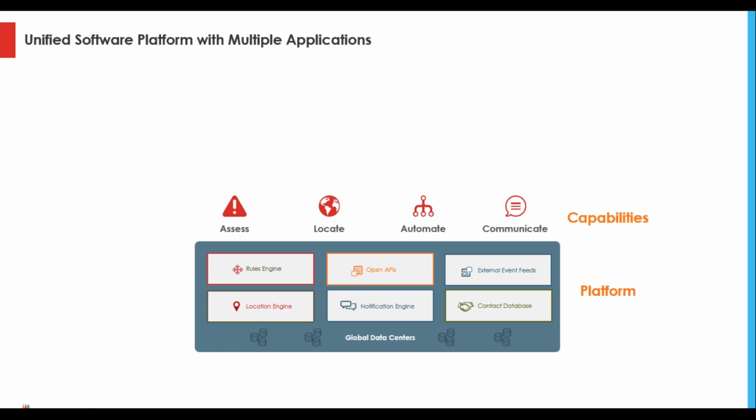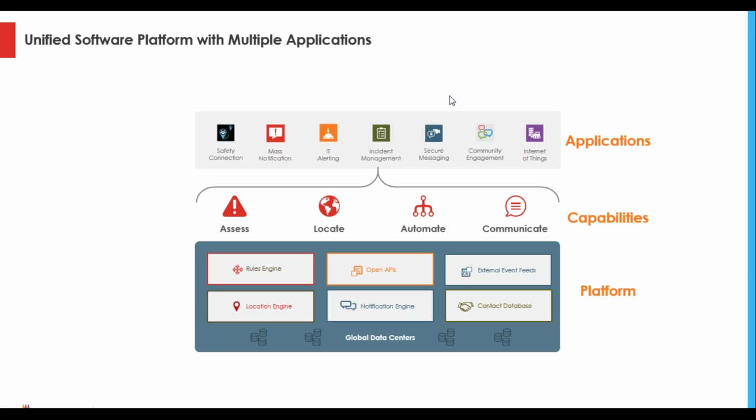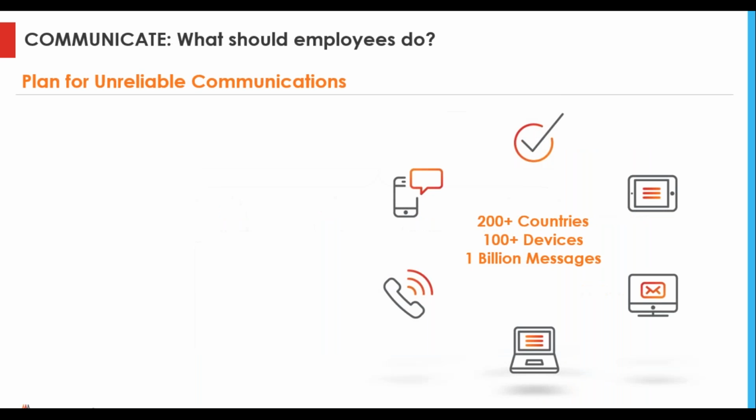So one of the things I wanted to go over is the platform and really what that includes, and then the capabilities for it: assess, locate, automate, and communicate during incidents with our product suite and applications, from safety connection, mass notification, and IT alerting, which I know some of you on the line are using today. All of you who are customers are using our base product, mass notification, and some of you are using tools such as community engagement. And one of the things we wanted to really stress for this webinar is the communication aspects.